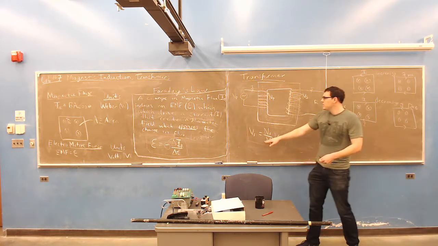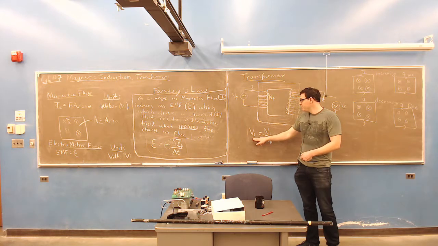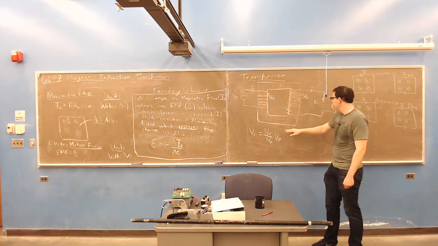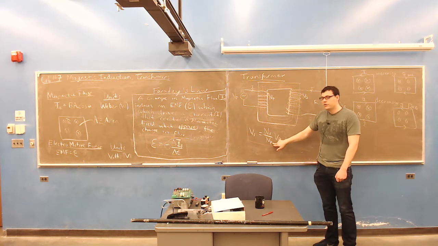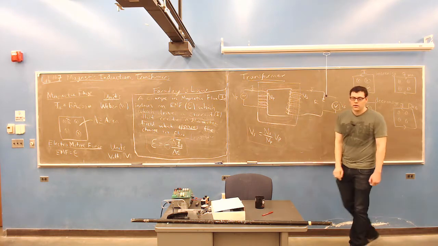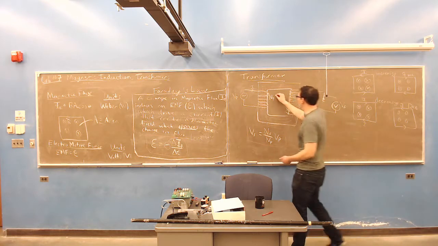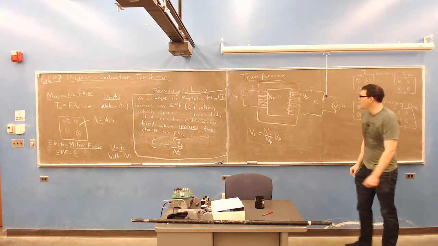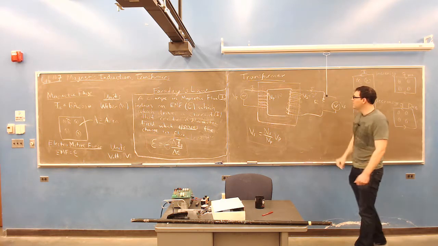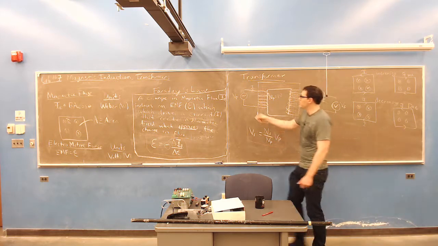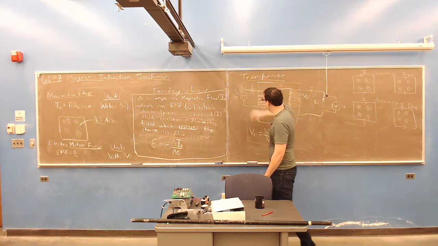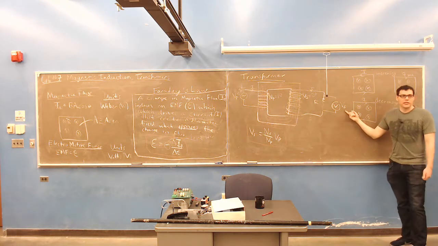All right, and so the formula is, if you want to know what the voltage is in the secondary loop, you take the number of turns in the secondary loop divided by the number of turns in the primary loop, and then multiply it by the voltage in the primary. All right, so let's say there's 10 loops in the primary, and 20 loops in the secondary, and the voltage here is, I don't know, 1.5 volts. Let's do 2 volts. And the question is, what is the voltage in the secondary?